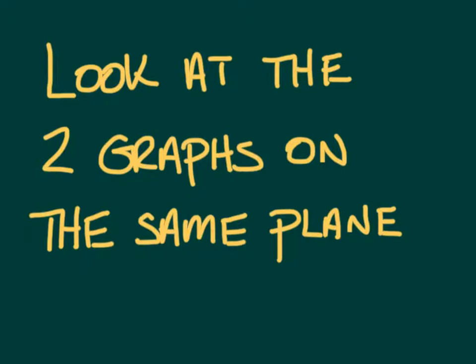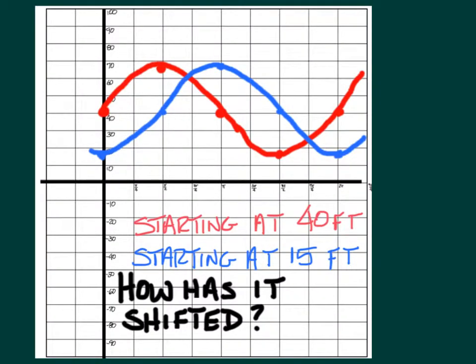Well, it is. This is what's coming up next. Off video, we just explained half of what's coming up. But look at the two graphs on the same plane. Starting at 40 feet is the red one. And here's the pointer. That's where we were before. And then the blue one is where we're at now when we start at 15 feet. So how has it shifted? And we answered this off camera, that it has gone to the right. It has shifted to the right. But now we have to figure out by how much.